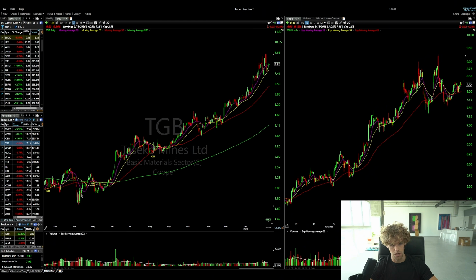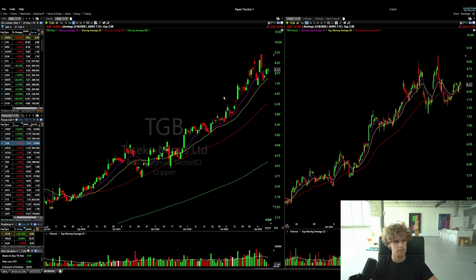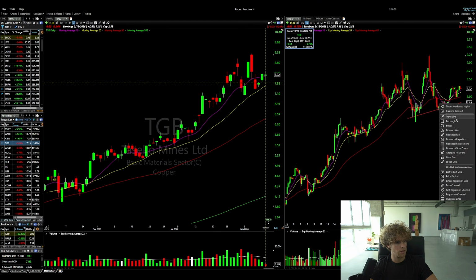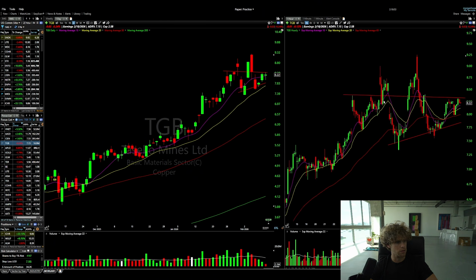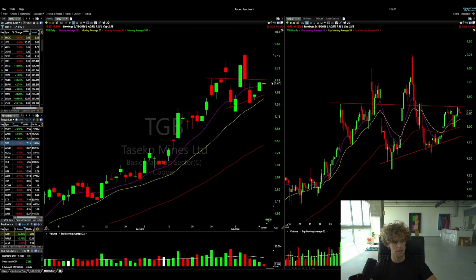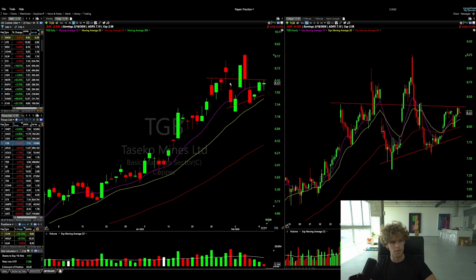TGB is a copper stock. Basic Materials has been doing pretty good. This thing's up about 390% in the last 10 months. And look at this, it's starting to pull back, and it's creating some higher lows here a little bit, right? A lot of the candles are falling within this range. So I look at the hourly, kind of magnifying glass type of thing, and I can see a lot of the candles are there. Look at this, volume's dropped off a lot. We're potentially getting a thin day here.